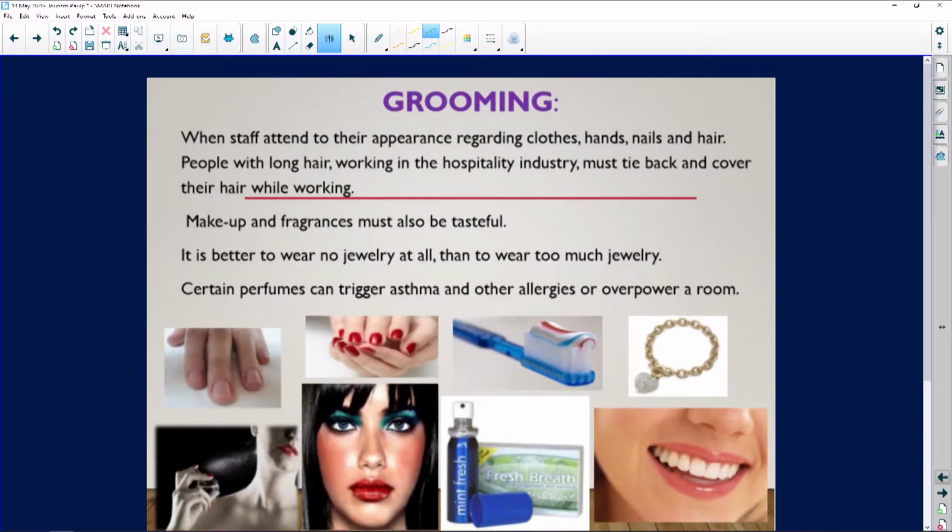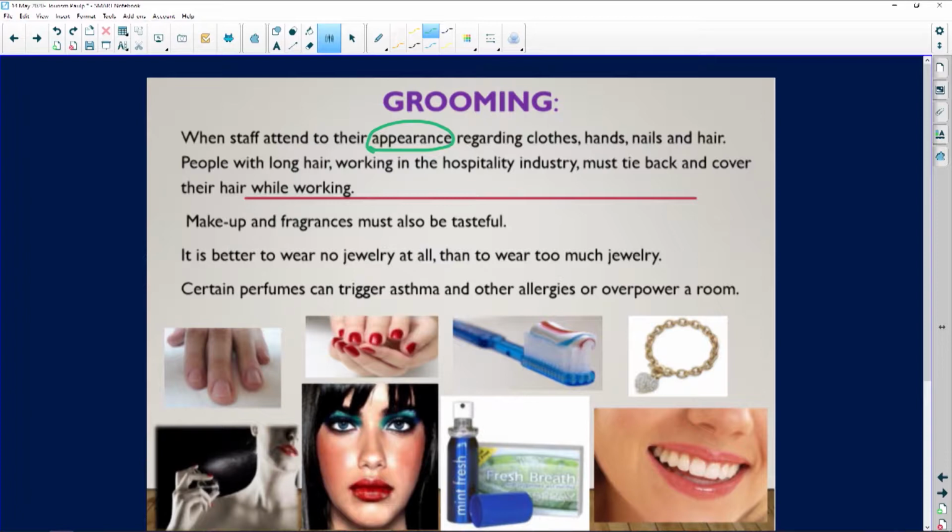So these elements all form part of our personal hygiene. It's something that we ought to be looking after every single day, but sometimes in a business, when people come from different backgrounds and diversity comes together in one place, sometimes a company needs to tell employees, this is the way we want it because this is our image. Okay. Grooming. When staff attend to their appearance, that's what grooming is all about.